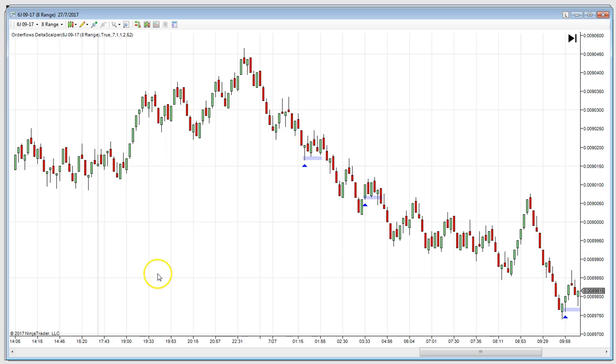Okay, this is Japanese yen. This is an 8 range chart. Early in the morning, 1 o'clock or so, 1:15, get a buy, just goes sideways on you. Get a buy, just goes sideways on you. So you got 2 trades early in the morning. You're half asleep thinking, oh, this sucks. I don't want to trade this.